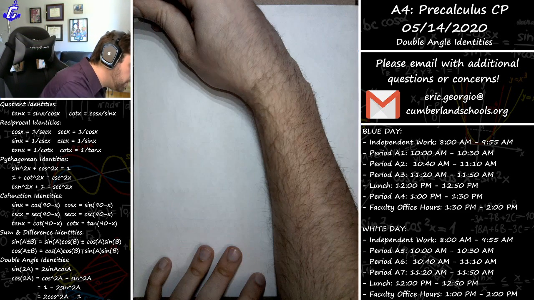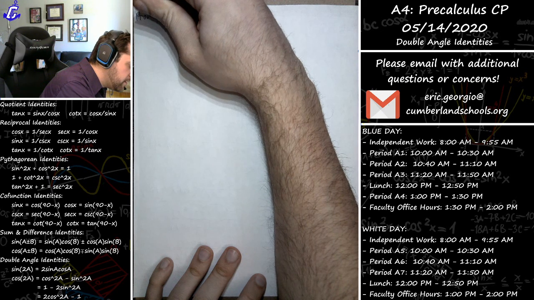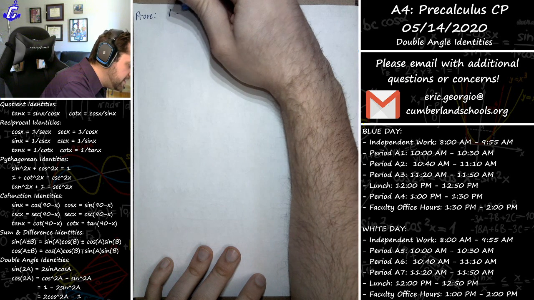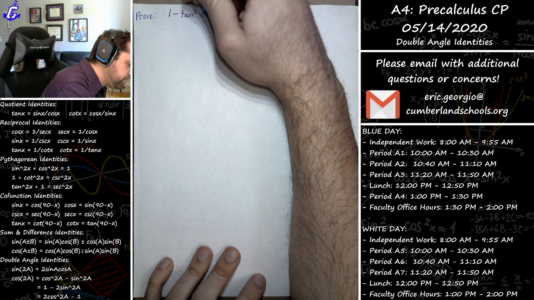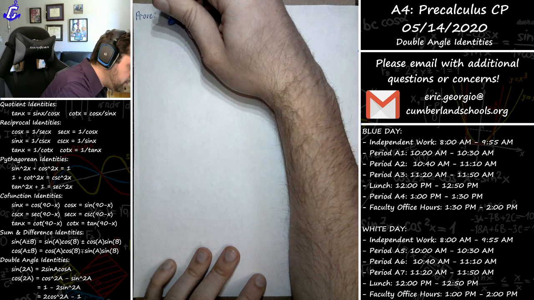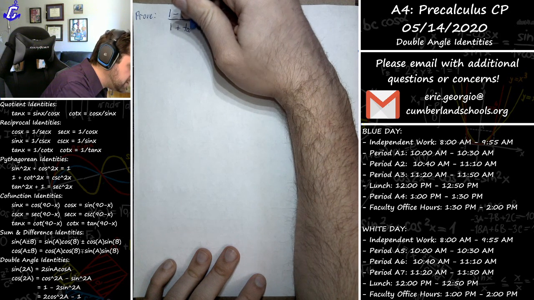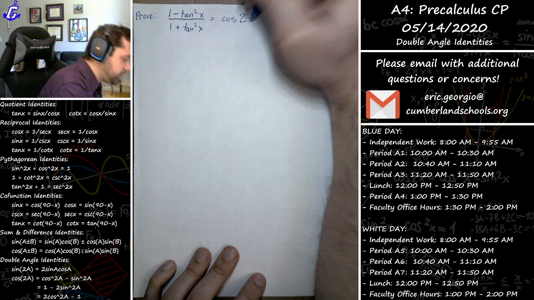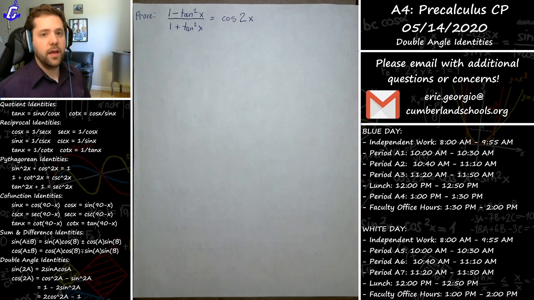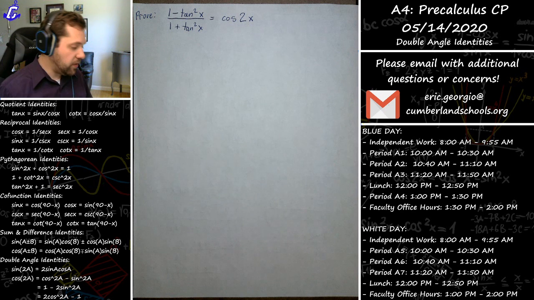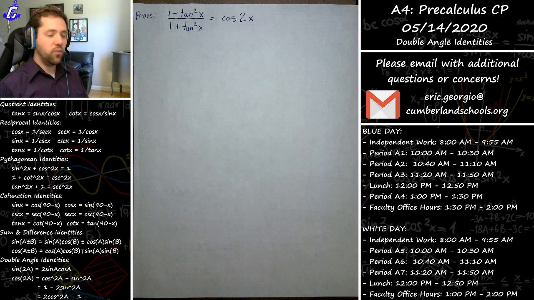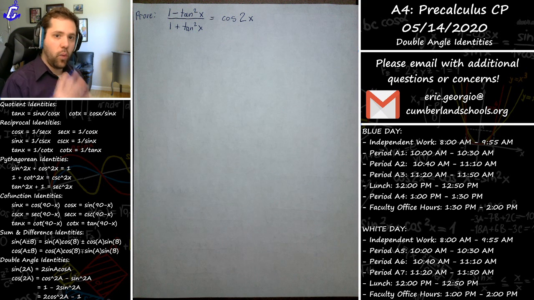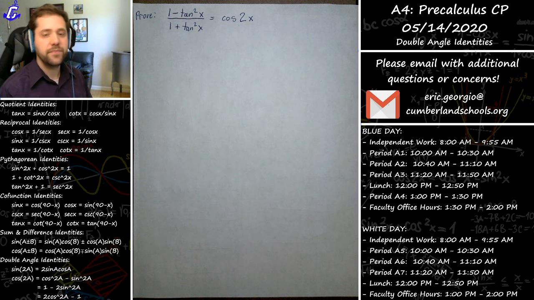Let's try to prove that 1 minus tangent squared of x over 1 plus tangent squared of x is equal to the cosine of 2x. Okay? Here, I would be tempted to work with that left-hand side to make it look like one of the variations for cosine of 2x. So that's what I'm going to try to do.